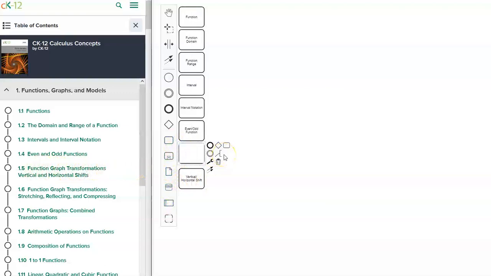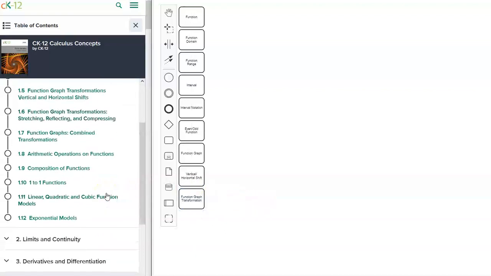You know, and they introduced function graph. I don't know what a function graph is, so let's make that function graph, and we'll add a function graph transformation. So usually transformation is taking data, manipulating it, moving it around, changing things into something else. Function graph transformations, this is another part here. Stretching, reflecting, and compressing. Okay.